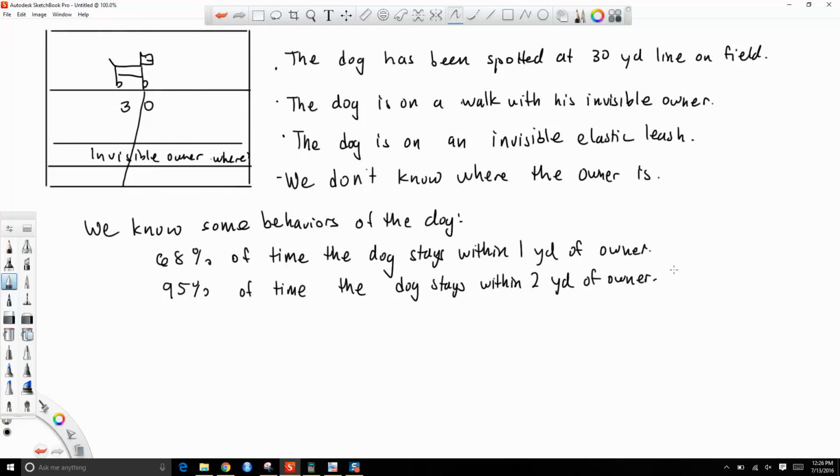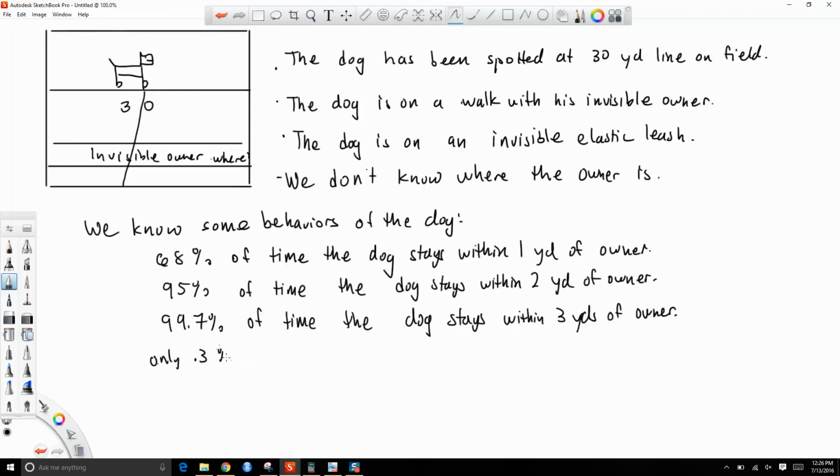And then almost all the time, 99.7% of the time, the dog stays within 3 yards of the owner. Okay? Now, because it's elastic, the dog could go more than 3 yards away from the owner, but that doesn't happen very often. It only happens 0.3% of the time. Okay? So only 0.3% of the time will the dog be more than 3 yards from the owner. Okay? But sometimes it happens, right? Sometimes it happens.